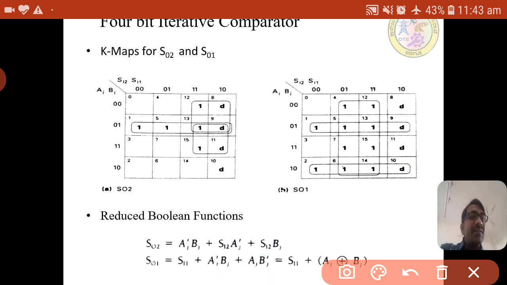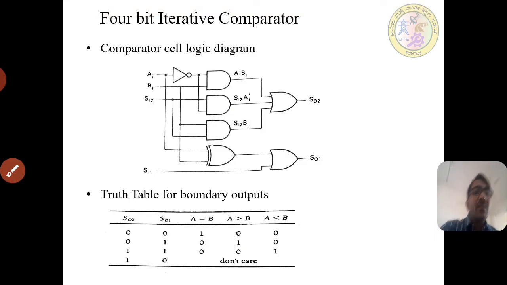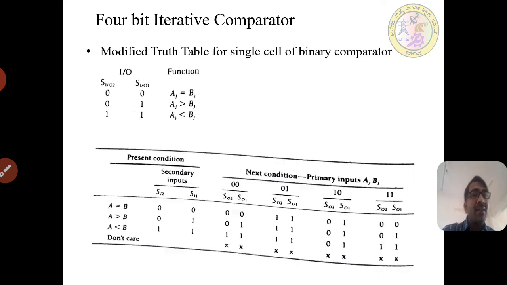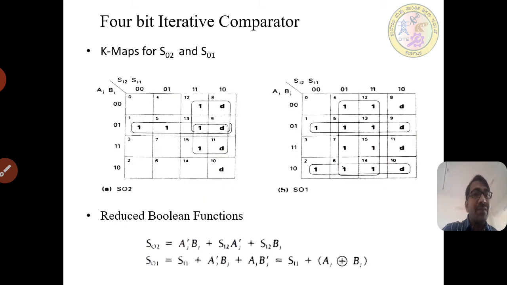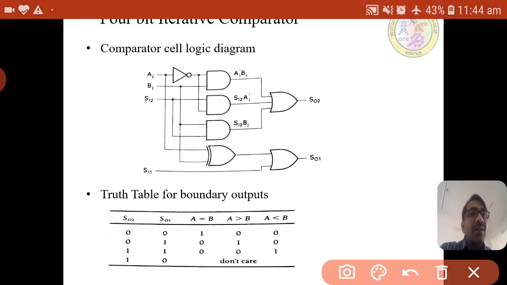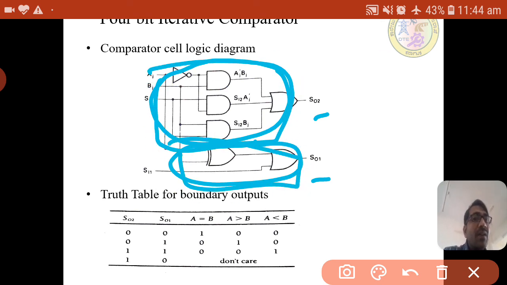After applying the K-map, the next one is the 1-bit comparator cell. This is for the 1-bit comparator cell only. For the 1-bit comparator cell, what are the output Boolean equations? Now, by taking the Boolean equations, if you want to realize the circuit, for SO2 this is the circuit, and for SO1 this is the circuit.